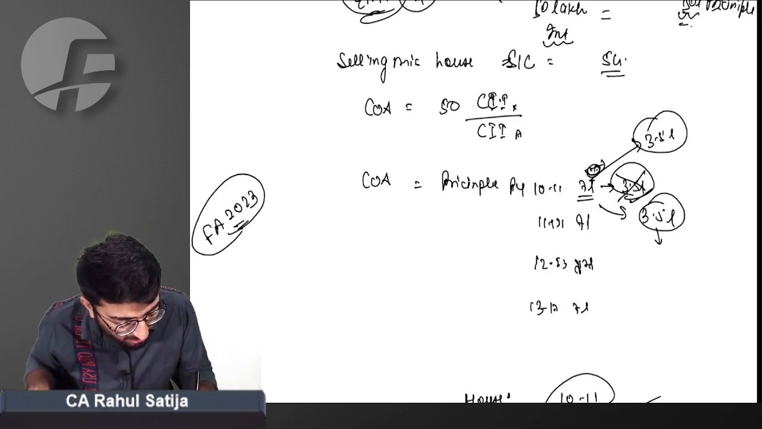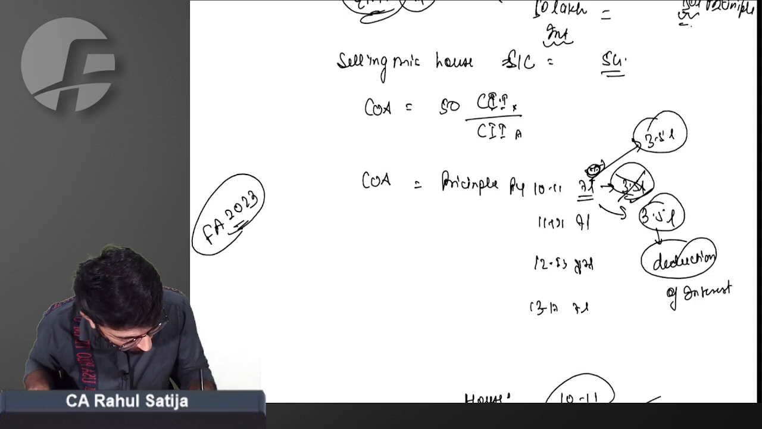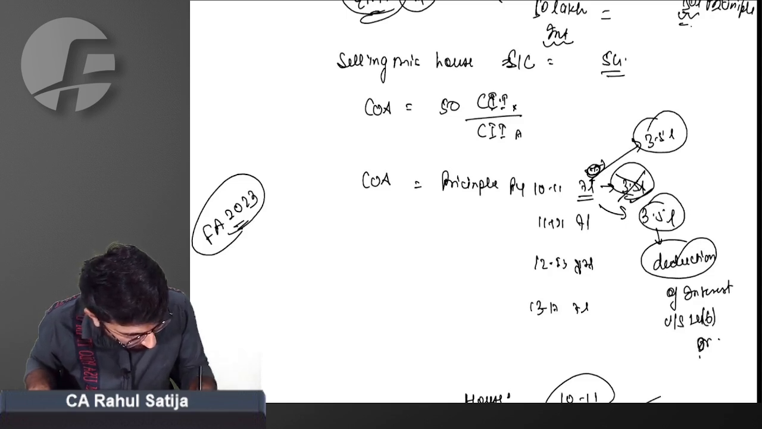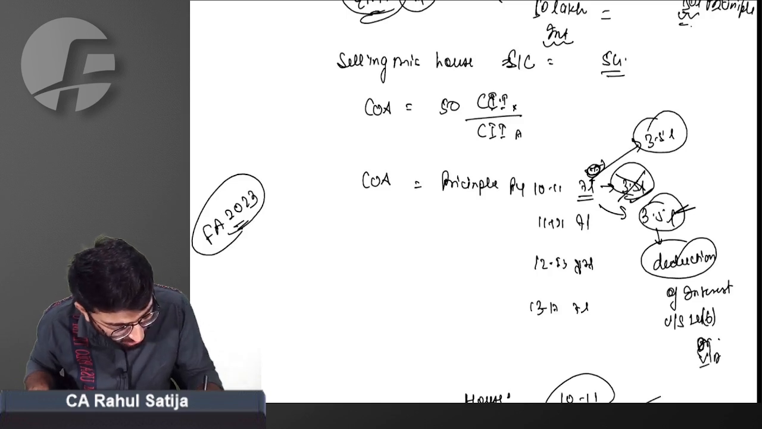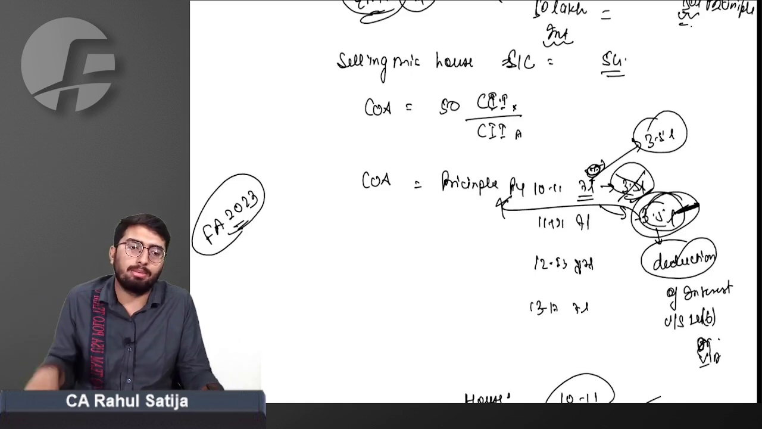If you have taken deduction of interest under section 24B or Chapter 6A, then this interest will not be allowed to be added in cost of acquisition. This is the bottom line.